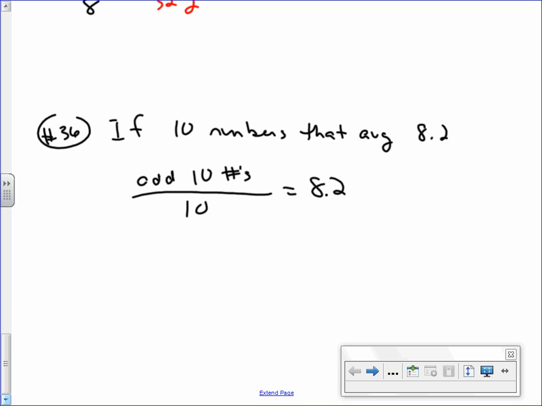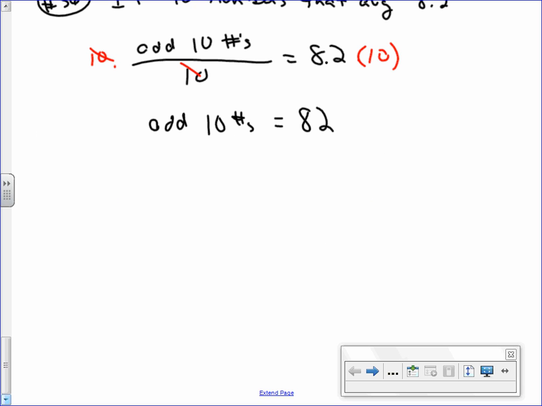And the key to these problems is to recognize what else this tells you. If you multiply both sides of this problem by 10, these 10s cancel out, and you get that if you add all 10 numbers, you get 8.2 times 10, which is 82. Now, I still don't know what each of those numbers are, but I know that they add up to 82.